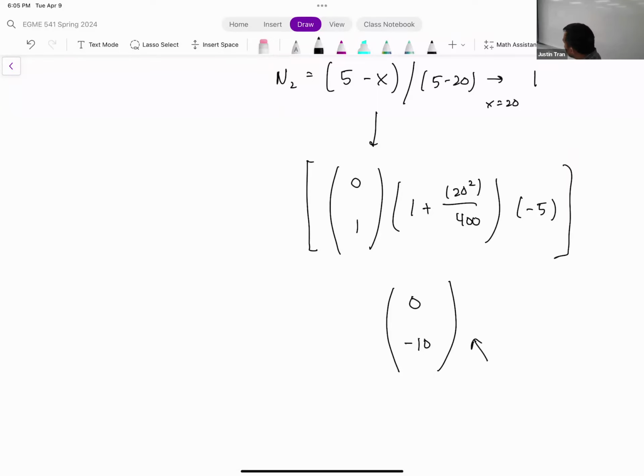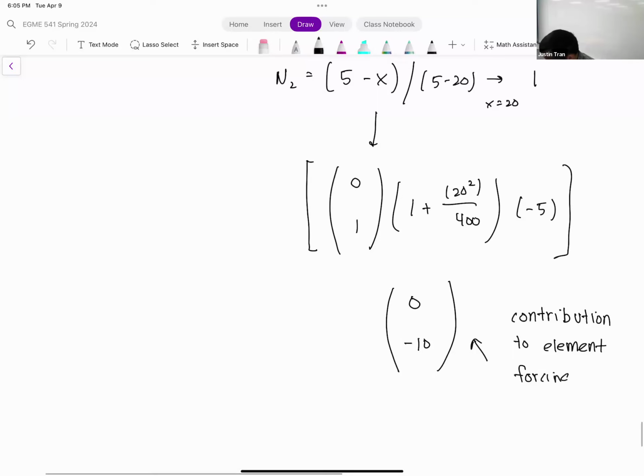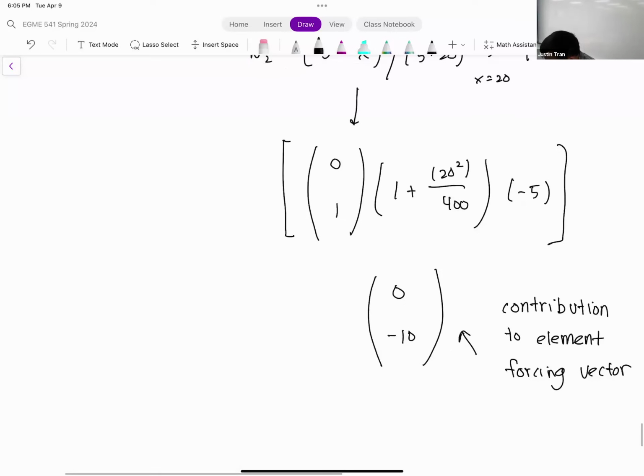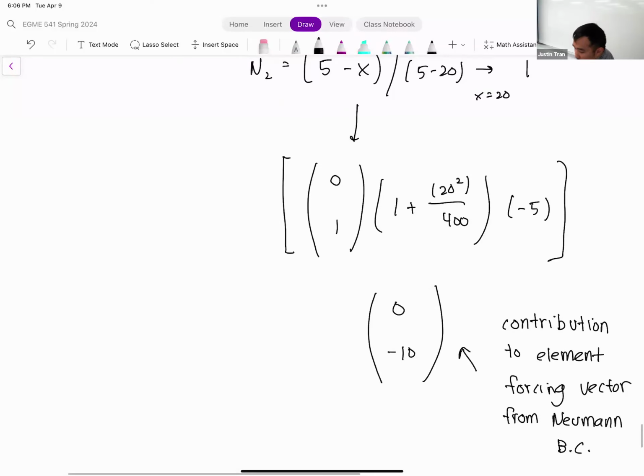So this right here is the contribution to the element forcing vector from the Neumann boundary. Notice we only get a contribution on the second node, which makes sense because that's where the Neumann boundary condition is being applied. Okay. All right. Any questions? Any questions on how we got that term there?